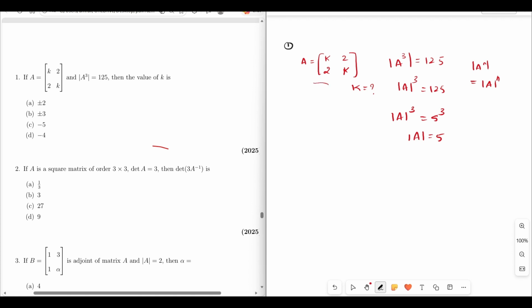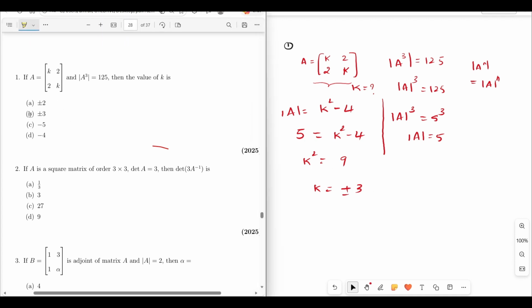Now let us find determinant of A from the matrix. Determinant of A is equal to k square minus 4. Since you already know the value of determinant A, you substitute 5 is equal to k square minus 4. So k square is equal to 5 plus 4, which is 9. So k is equal to plus or minus 3. When you take the square root of 9, you get positive and negative values, which is plus or minus 3. Then which is the right option? The correct answer is option B, plus or minus 3. A very simple question on which you can score marks very easily.